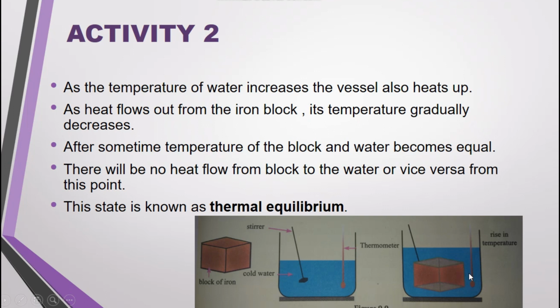Because of that, what happens? The temperature reading on the thermometer will start to increase. Because the heat flows from the iron block into the water, the temperature will gradually increase in this setup. After some time, there will be no change in temperature. The temperature will remain at a constant value. The reason for that is that the temperature of the cube and the temperature of the water have become equal. That means it has come into thermal equilibrium.